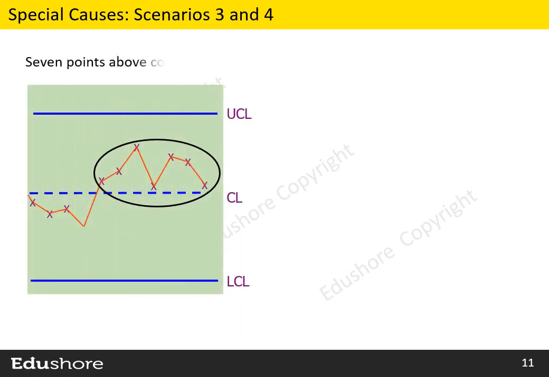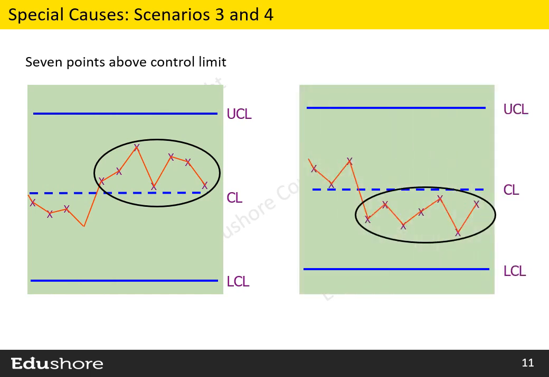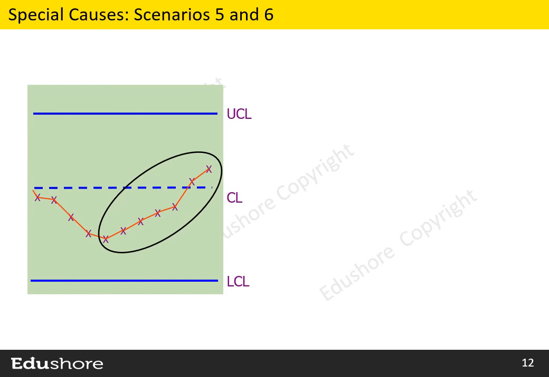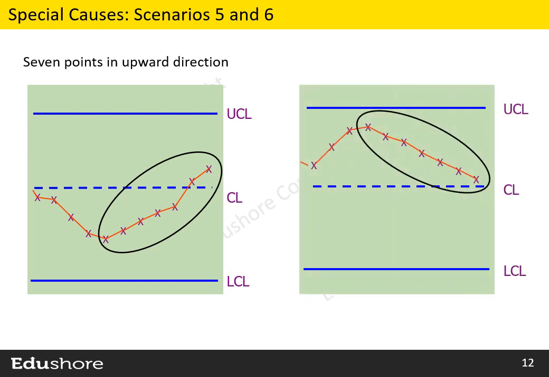If a control chart has 7 consecutive data points above the control limit, it is a special cause scenario. If a control chart has 7 consecutive data points below the control limit, it is also a special cause scenario. If a control chart has 7 consecutive data points continuously in upward direction, it is a special cause scenario. If a control chart has 7 consecutive data points continuously in downward direction, it is also a special cause scenario.